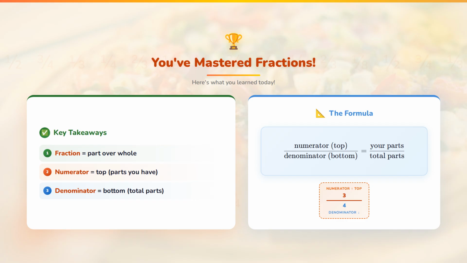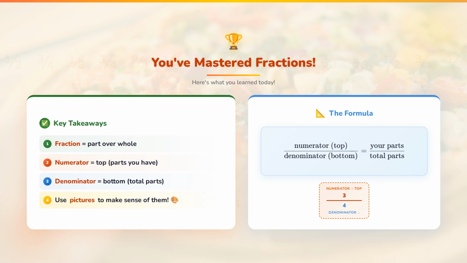Whenever you see a fraction, picture a pizza, a bar, or a group of objects. Visuals make fractions so much easier. Keep practicing, and fractions will become your best friend in math. You've totally got this. Now go be a fraction superstar.